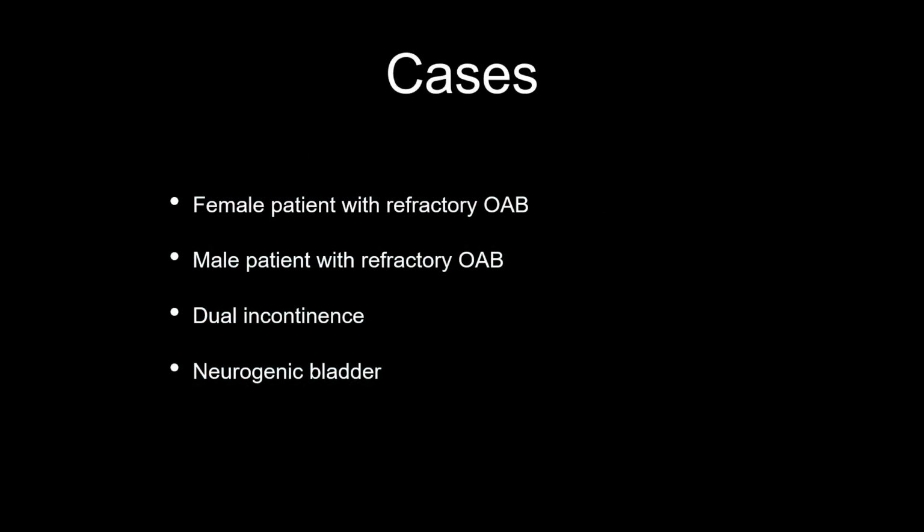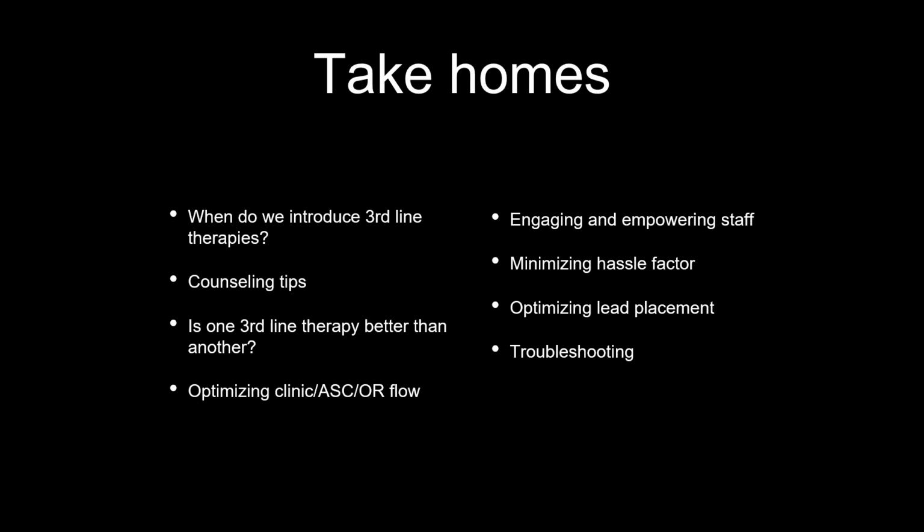So the cases that we're going to use to base our discussions upon are a female patient with refractory OAB, a male patient with refractory OAB, a dual incontinence patient, and neurogenic bladder, because they're all just a little different and they all have little subtle things that would take you to a different therapy.